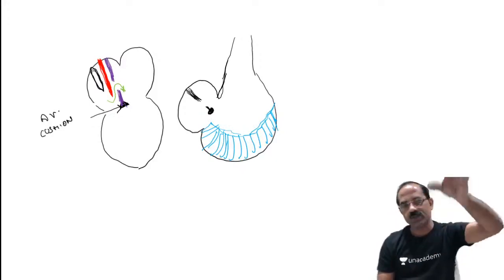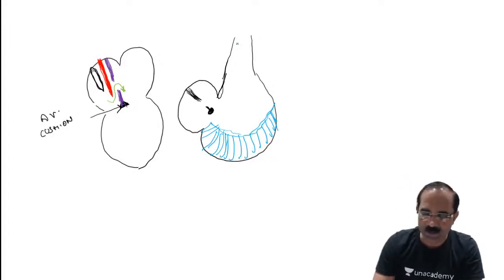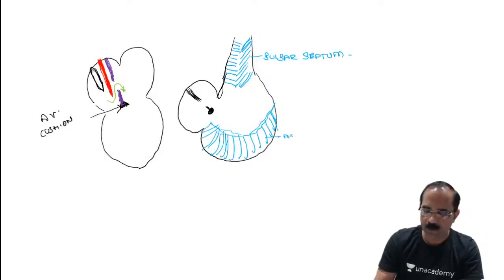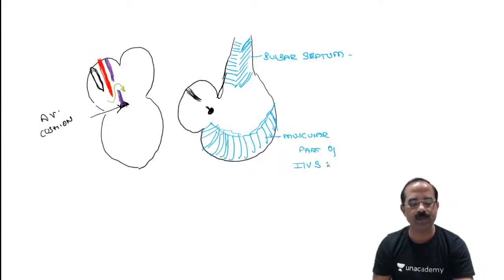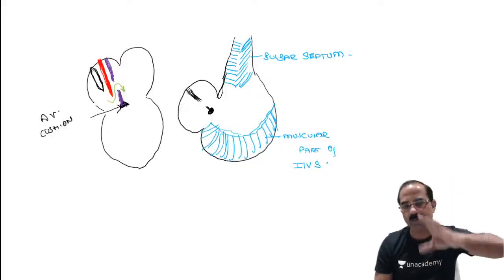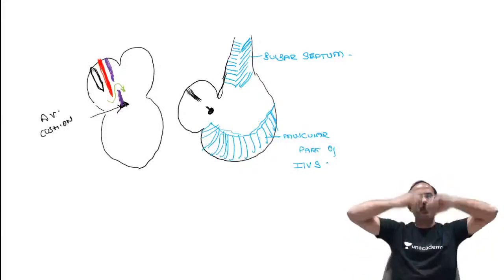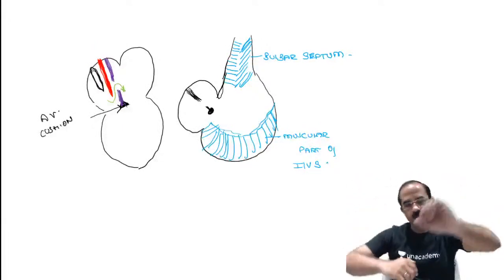There's another part which is formed in the truncus arteriosus. What is this septum which is formed in the truncus arteriosus known as? Anyone? It is known as the bulbar septum. This is the muscular part of the interventricular septum. So the interventricular septum is contributed by the muscular part which grows in the floor of the ventricular cavity, and a bulbar part which is formed in the conus.